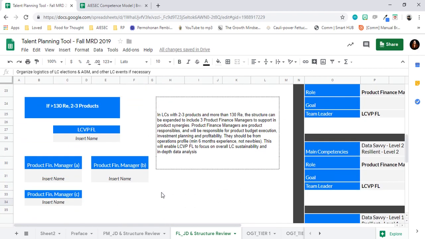In the upcoming MRD, to emphasize again, do not recruit new members as your finance manager. Please make sure that they come from an operations profile and they have a minimum of 6 months experience. That's basically it.